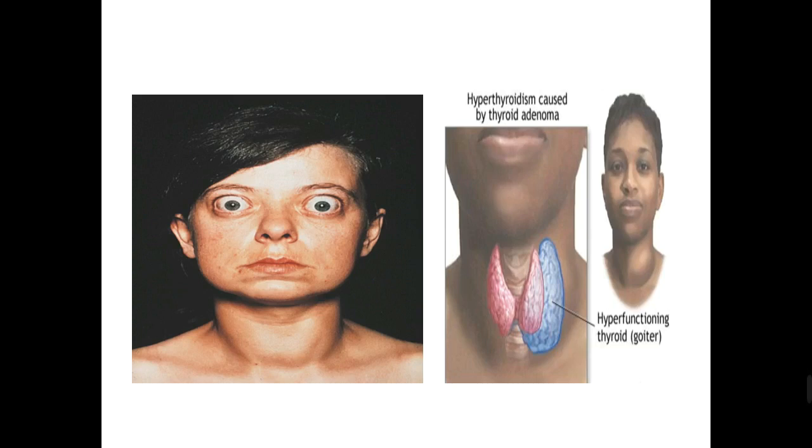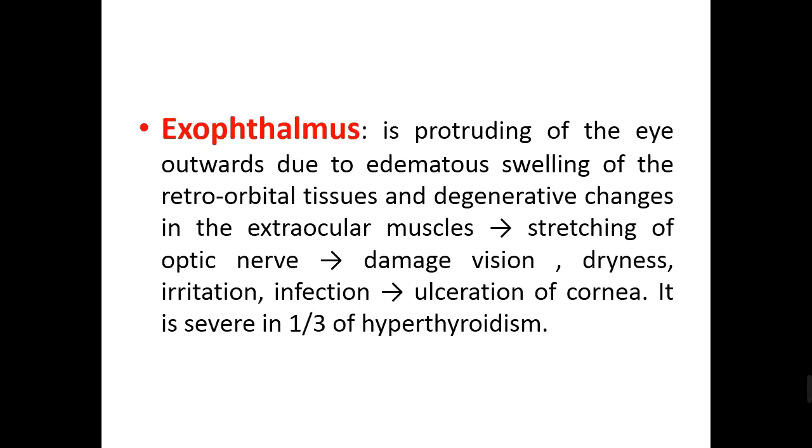Another sign of hyperthyroidism is exophthalmos. Exophthalmos is a protruding of eye outwards due to edematous swelling of the retroorbital tissue, and degenerative changes in the extraocular muscles lead to stretching of the optic nerve, resulting in damage of vision, dryness, irritation, infection, or even ulceration of the cornea, and it may be severe in 1/3 of hyperthyroidism.